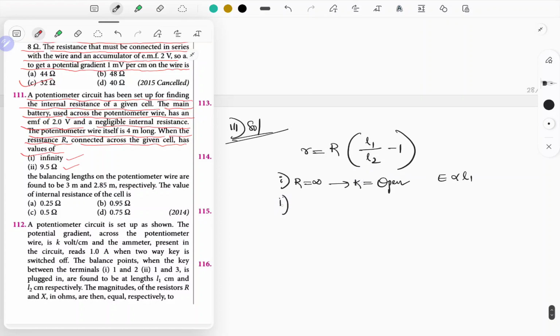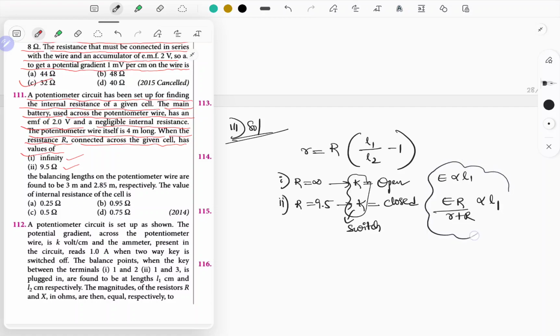Now second case, they are saying R is equal to some 9.5 ohm. In this case, switch K is closed. Then E minus I times of r is proportional to L2. Otherwise, we can replace it like this: voltage across this load resistor, that is E into R divided by R plus small r. So this is the relation. From this relation itself, we are going to get this answer.